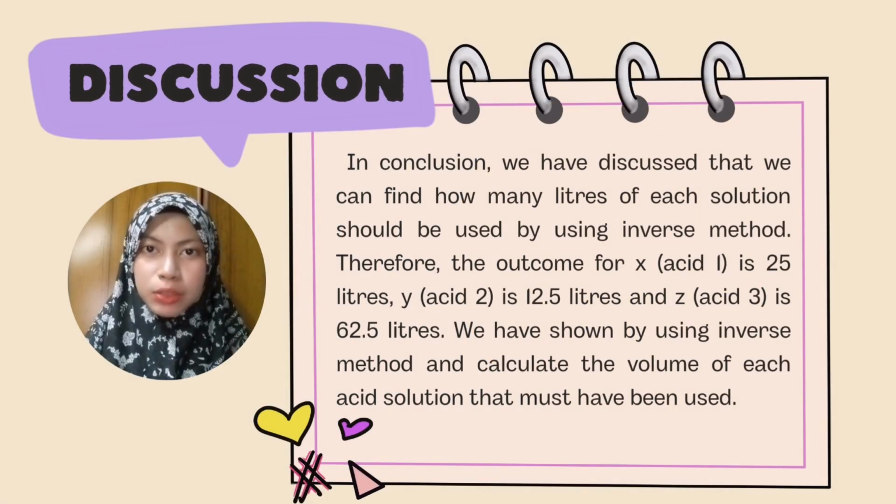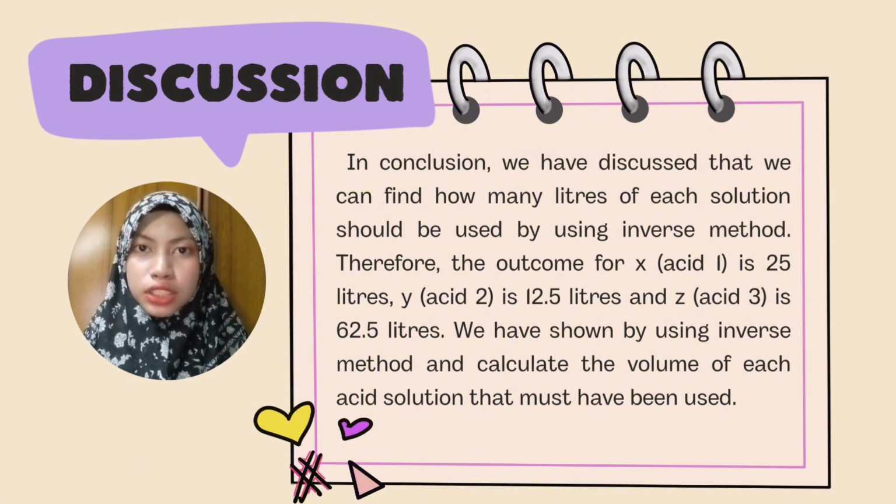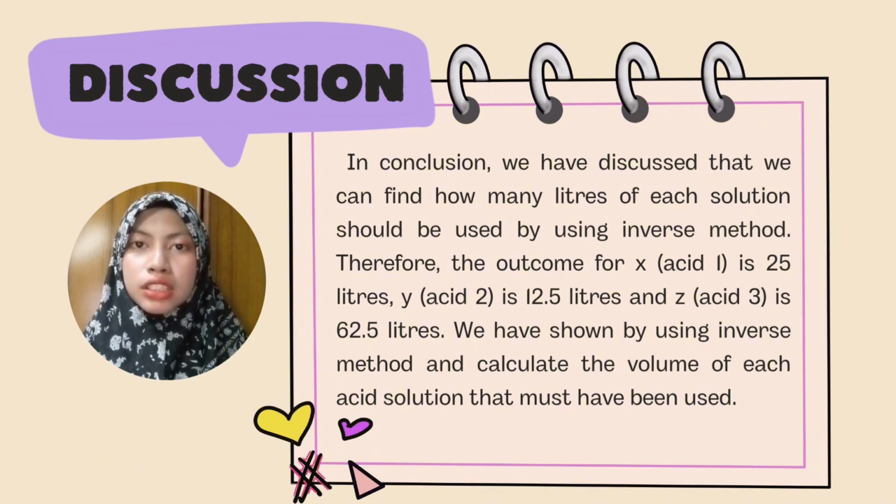For the conclusion, we can find how many liters of each solution should be used by using the inverse method. Therefore, the outcome for acid 1 is 25 liters, acid 2 is 12.5 liters, and acid 3 is 62.5 liters. We have shown by using the inverse method and calculating the volume of each acid solution that must have been used.